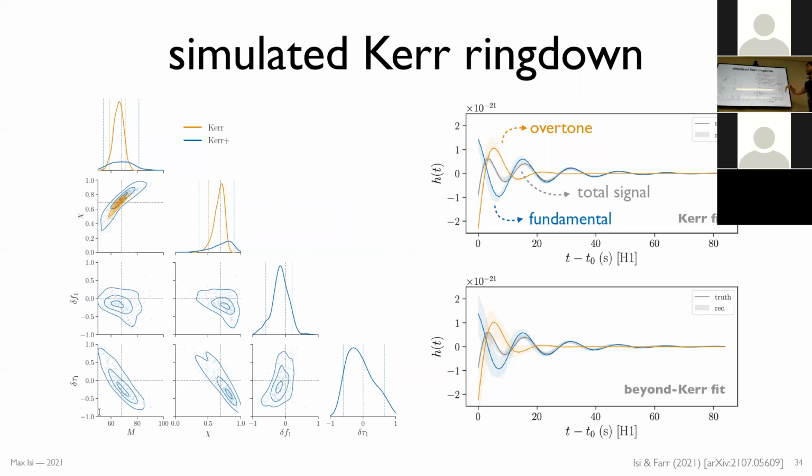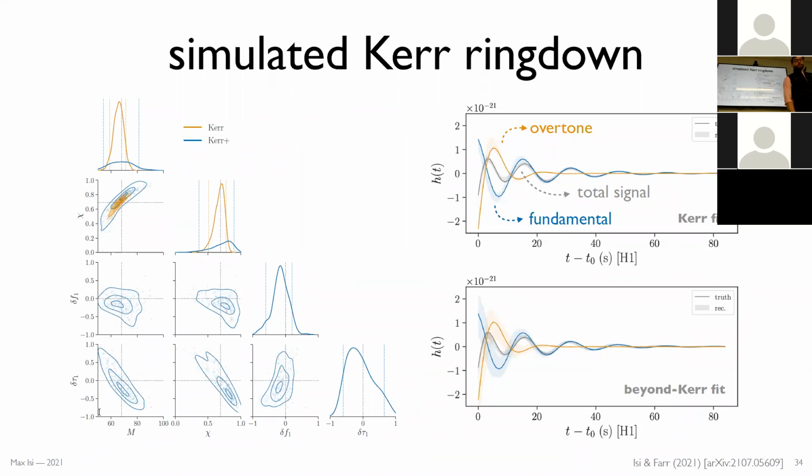This is all in a simulated signal. You can reconstruct the full signal in gray, and you can reconstruct the individual modes and make them up in color. And this is assuming a Kerr object. And if you go beyond the Kerr object in your model, then you get broader uncertainties about the individual modes because you allow them more freedom.